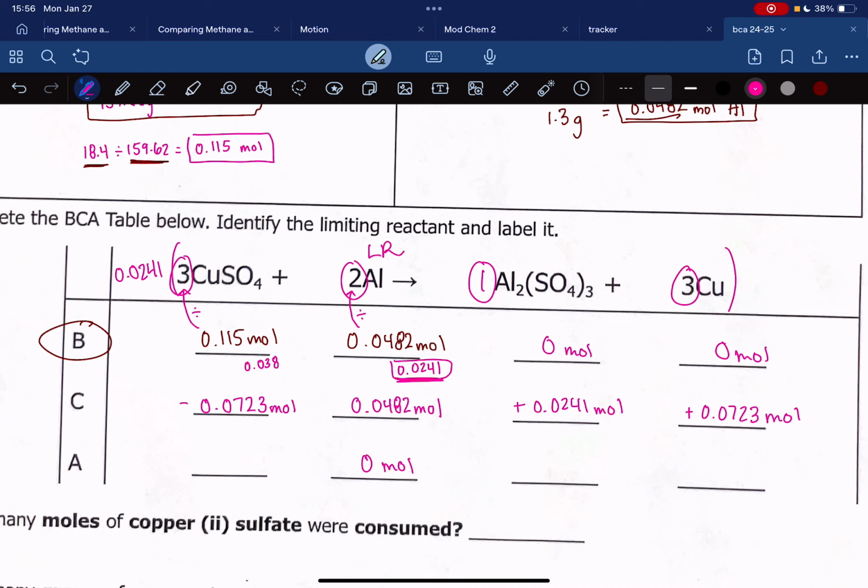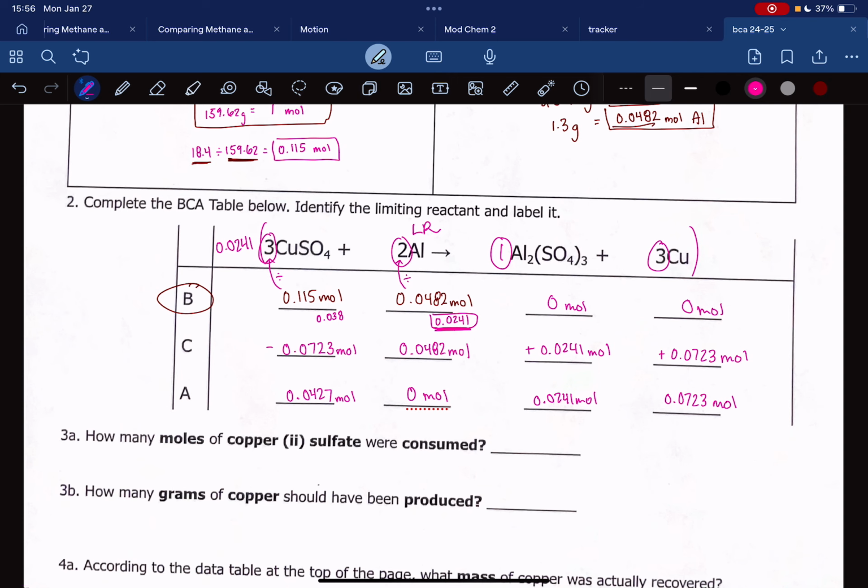That's my limiting reactant. I'll take my 0.115 minus 0.0723, and I get 0.0427 moles of copper sulfate left over. And of course, those numbers right there.